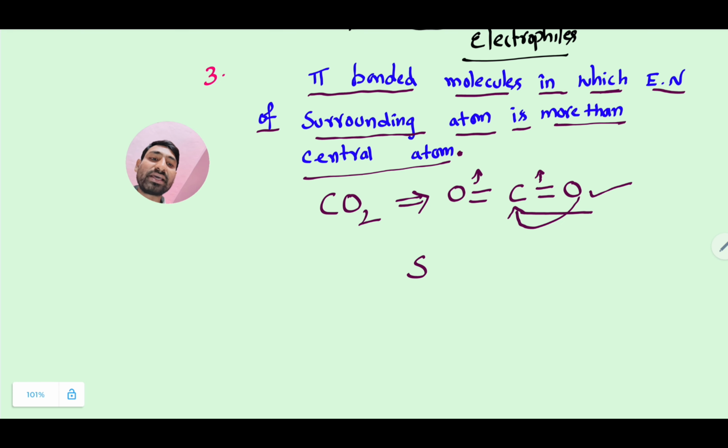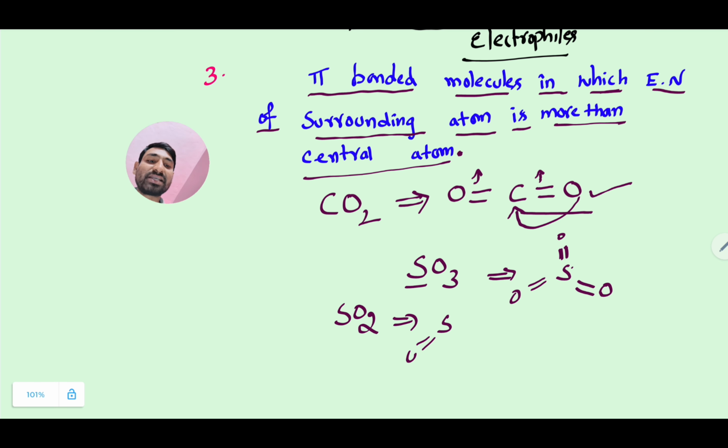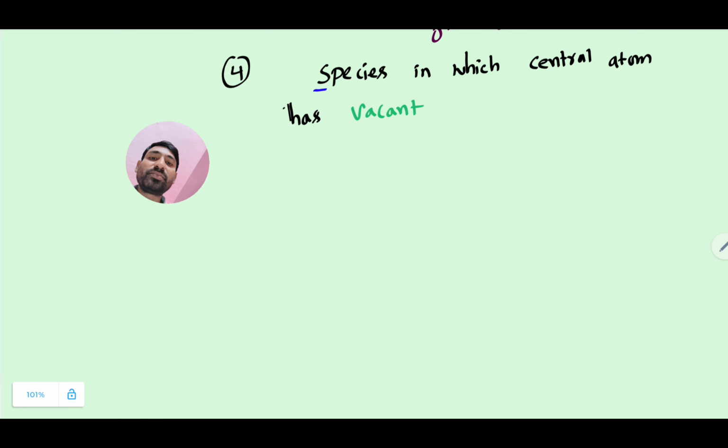For example, SO3. Here we can write S double bond O three times. Oxygen has more electronegativity than sulfur, and it also contains pi bonds, so it acts as an electrophile. Like that, SO2: here also we can write S double bond O, so this is also an electrophile. The fourth category is species in which the central atom has a vacant d orbital.